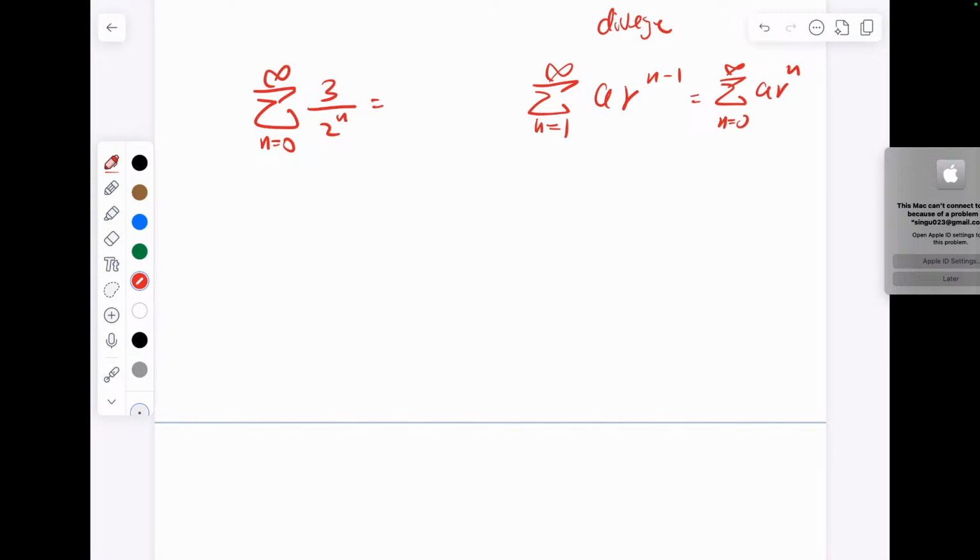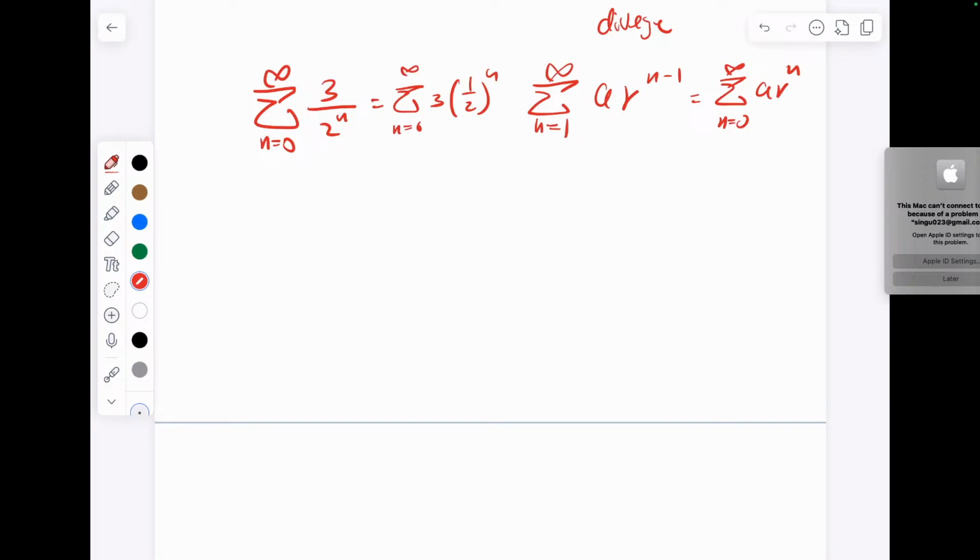What'd you guys get? 6 is right. It's saying that n equals 1. So can I rewrite this into n equal to 0? This is 3, 1 over 2 to the n. Can you do that?